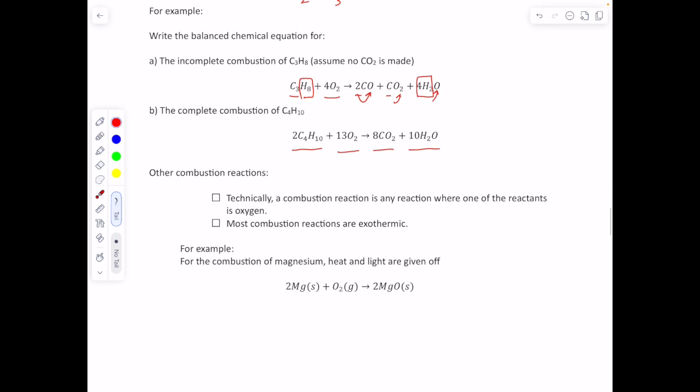There are other combustion reactions. Technically, a combustion reaction is any reaction where one of the reactants is oxygen. But most combustion reactions are exothermic. They release heat.